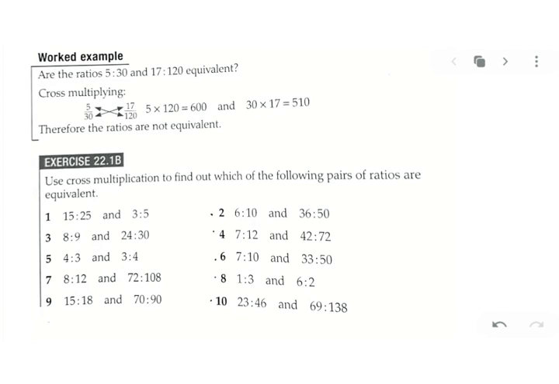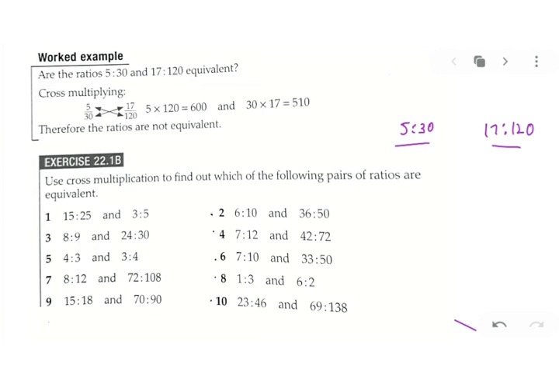Good morning, dear kids. Today I am taking the topic which was there in my previous video also, that is ratio proportion. Today we will be doing how to find whether the two given ratios are equivalent or not, whether they are equal or not. Let's do it. Suppose I give you 5 is to 30 and 17 is to 120.